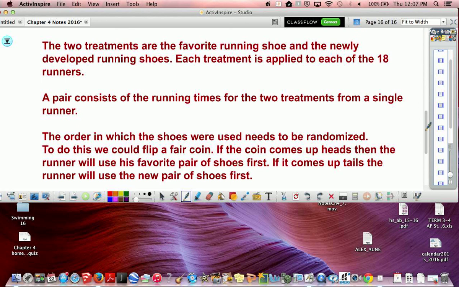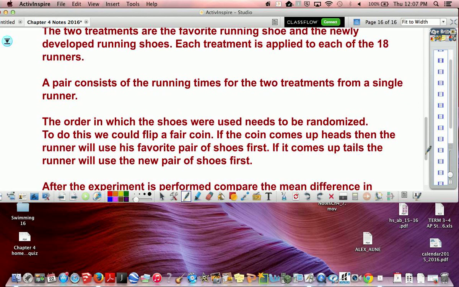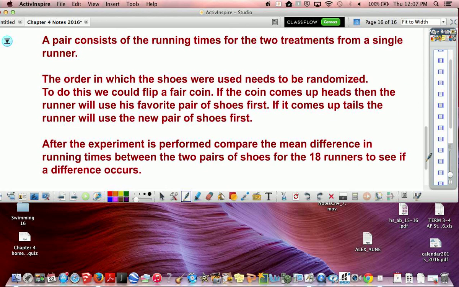Alright, so the last thing we want to do here is basically compare the difference in the running times between the two pairs of shoes for the 18 runners to see if an actual difference occurs.